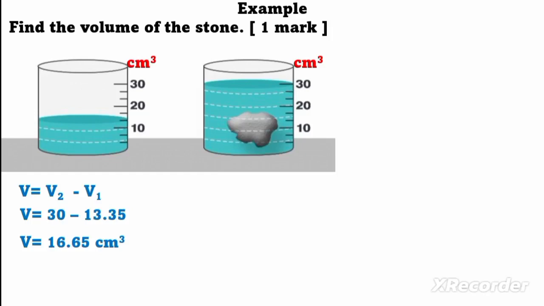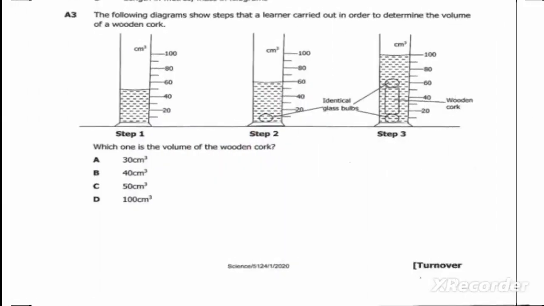Okay, so we are going to pick one of the questions from the past paper. This is the 2020 Science Paper 1, question A3. The question reads, the following diagrams show steps that a learner carried out in order to determine the volume of a wooden cork. We have step number 1, step number 2, step number 3. Which one is the volume of the wooden cork?